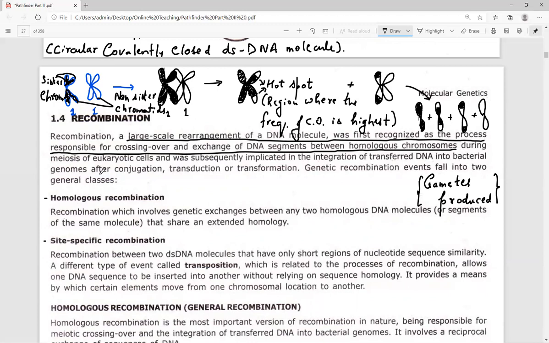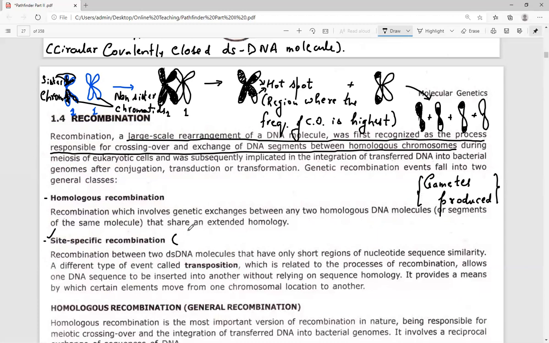Site-specific recombination takes place between two DNA molecules having short regions of nucleotide similarity. Actually, a region of extensive homology is not a prerequisite for recombination. Recombination can also take place at a particular site. Whenever there is a very small homology present between two DNA molecules, recombination can still take place. Such type of recombination is site-specific recombination.